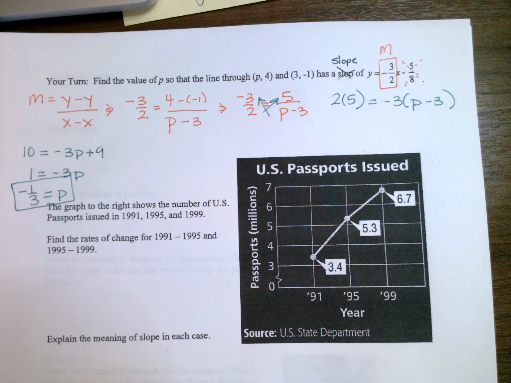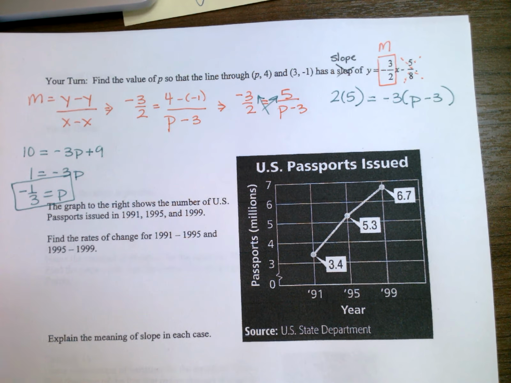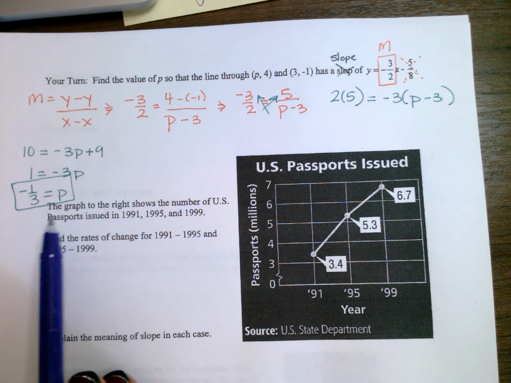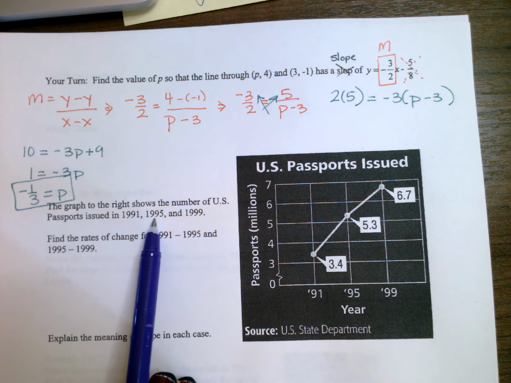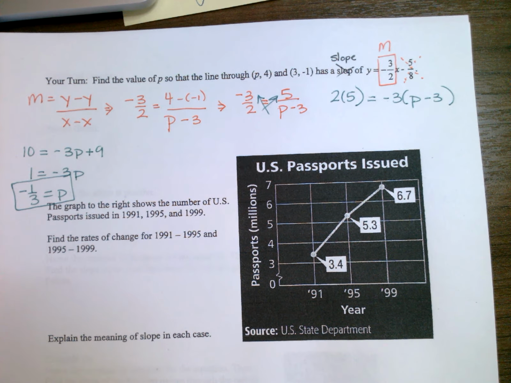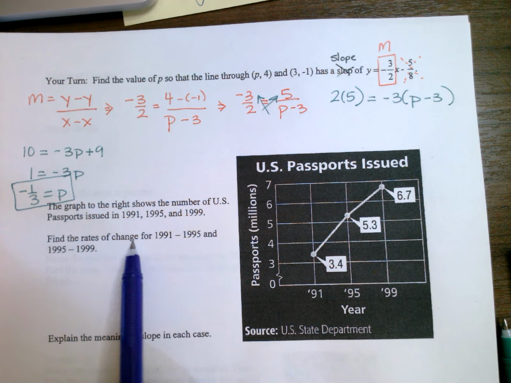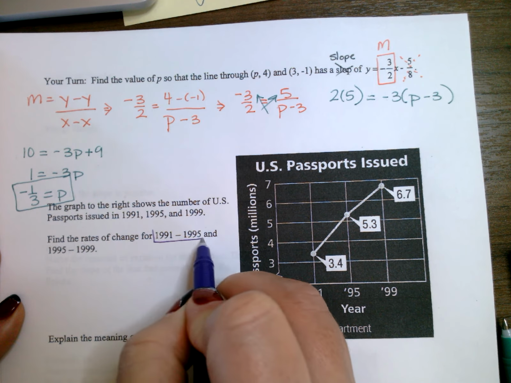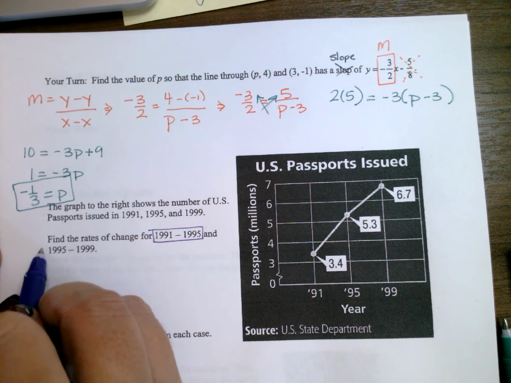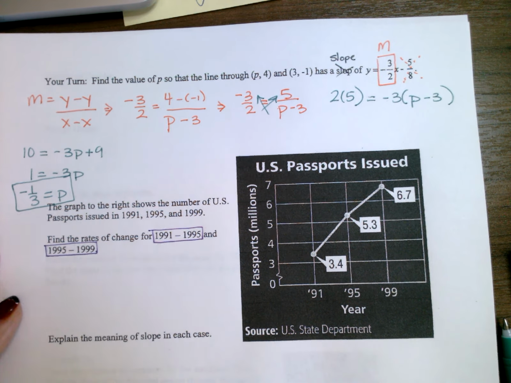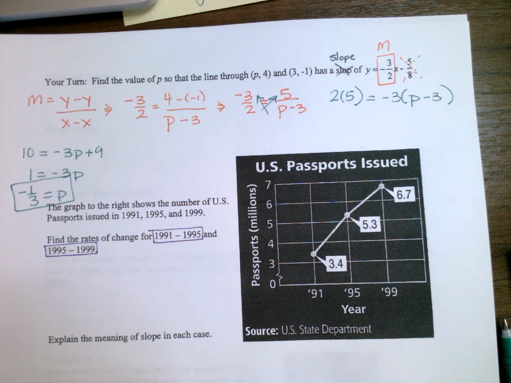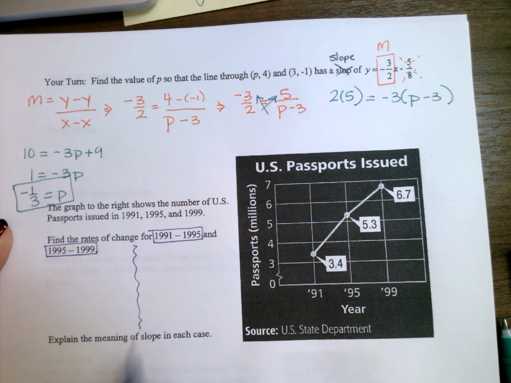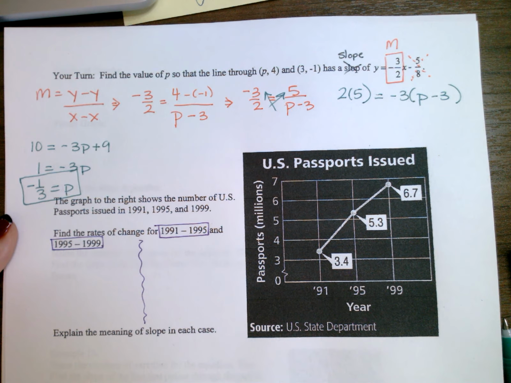Okay, moving on. Now we're going to work with story problems. This will be one of the only times I allow you to use decimals in your slope. So here's a graphic. The graph to the right shows the number of U.S. passports issued in 1991, 95, and 99. We're going to find the rates of change from 91 to 95, and then from 95 to 99. So you're going to have to make sure you have enough room to find the slope or rate of change.